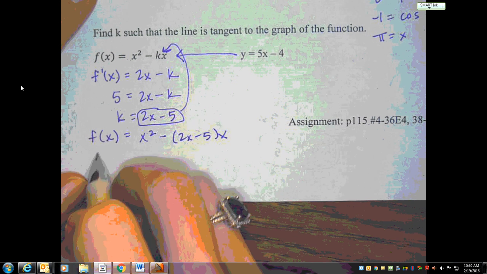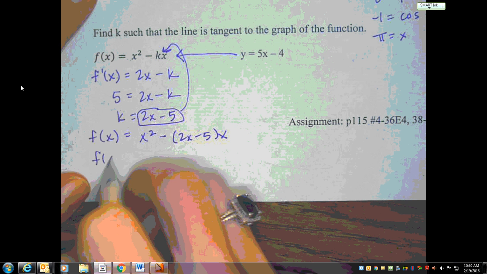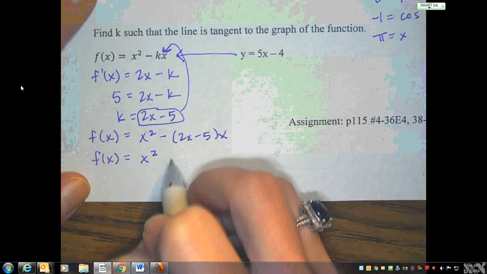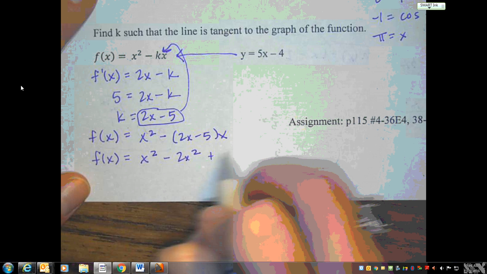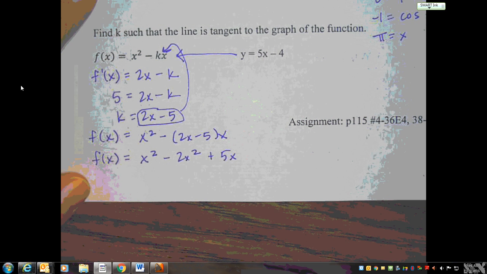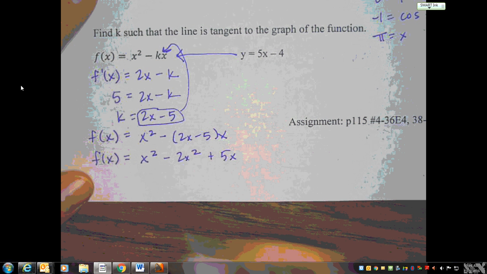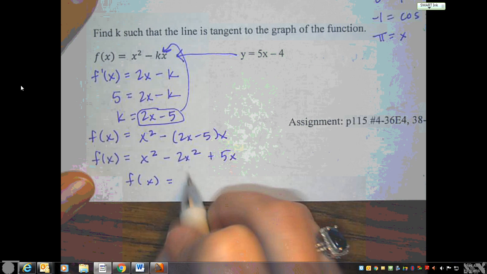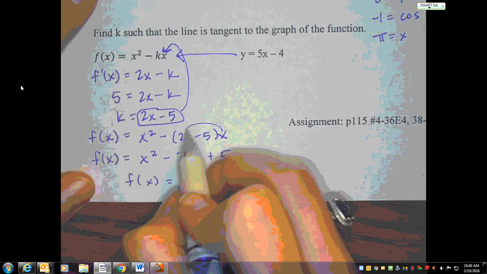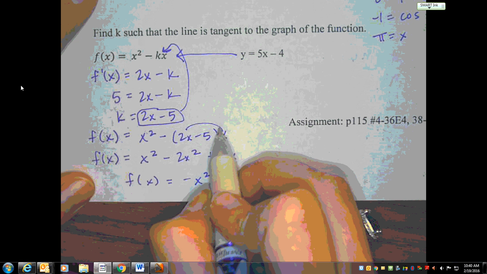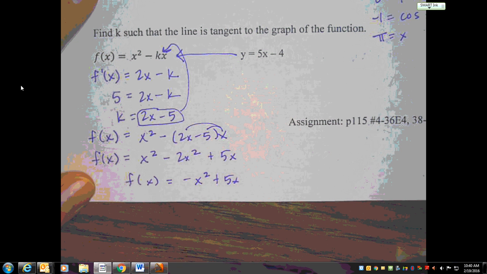We simplify it. So we have x squared minus 2x squared plus 5x. So we have f of x equals, because this x gets distributed. Yeah, I distributed the negative and the x at the same time. Sorry.